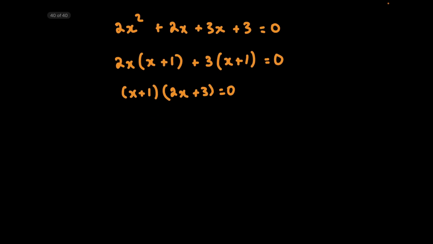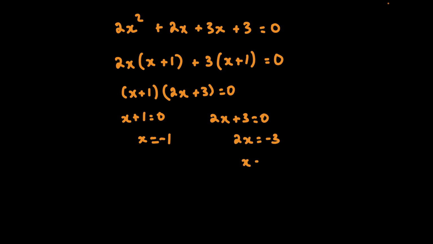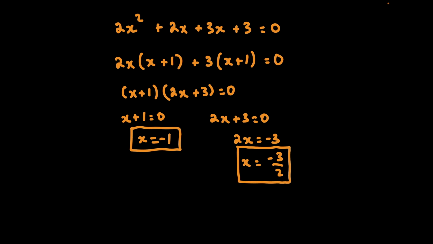So now we can use the null factor law to solve these two brackets here. We can say x plus 1 is equal to 0, in which case x is equal to minus 1. Or 2x plus 3 is equal to 0. To solve for this, we say 2x is equal to minus 3. That means x is equal to minus 3 over 2. Those are your two solutions for this non-monic quadratic.